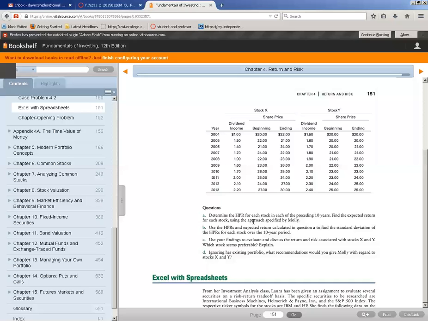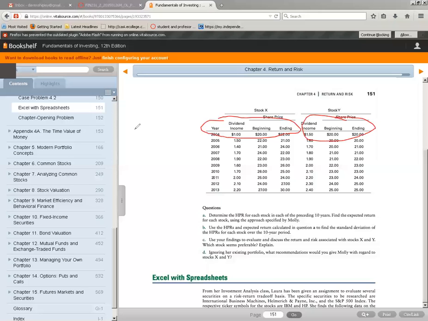But the first thing I'm going to do for A is I need to determine the percentage expected return for each stock using the approach specified by Molly. So what I need to do is take 2004 for share X, and I need to calculate what the holding period return is. So I take just 2004 and just stock X, and I take just 2004 and just stock Y, but I go through one by one, and I calculate a holding period return for each one for all 10 years. How do I do that?